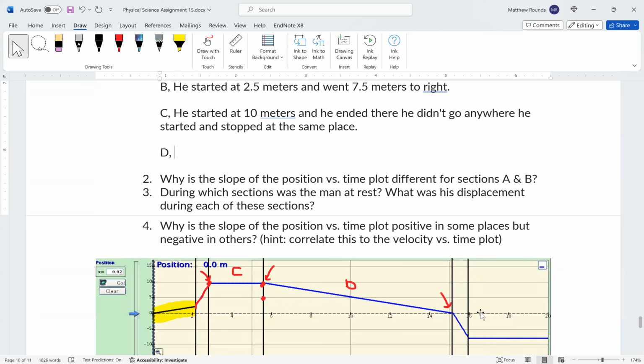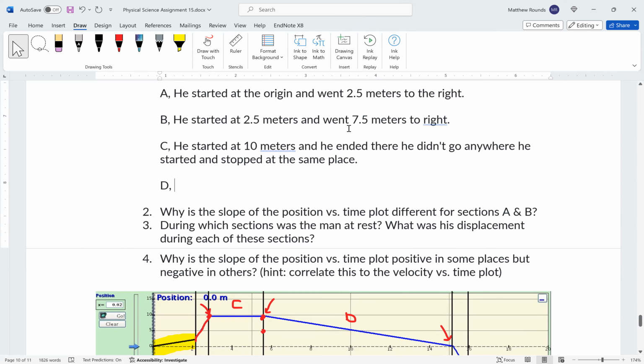The Y value, I don't... 15? This is the X axis. Oh, what is the Y value? The Y value is over here. 0. Yes. So there you go. You can say what he started at and went to 0. So how far did he go and in which direction?